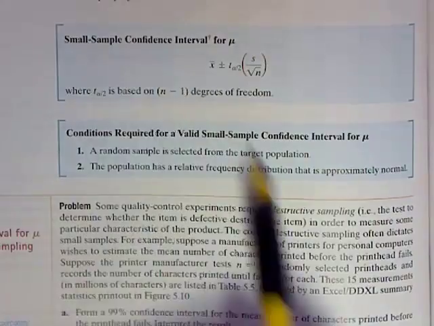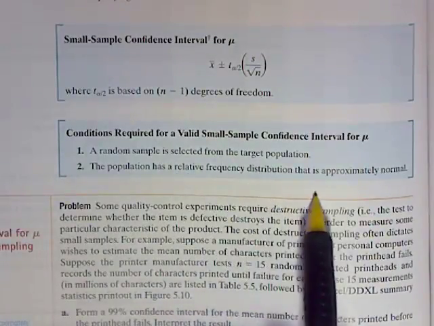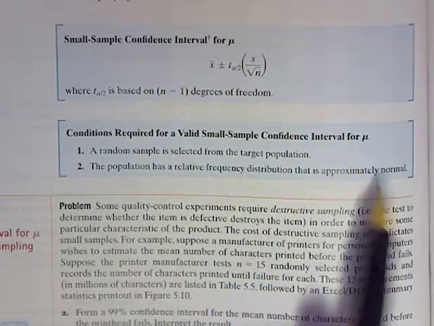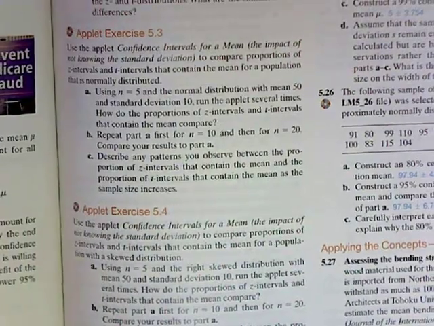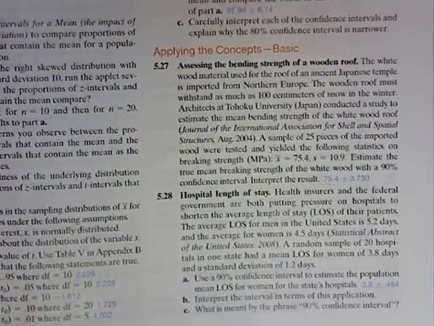Now for the small sample, we need to make sure that we are sampling from a population that has an approximately normal distribution. So let's solve some of these. Here's problem 527 and 528. Let's do these two problems.